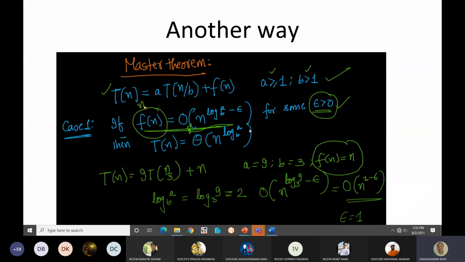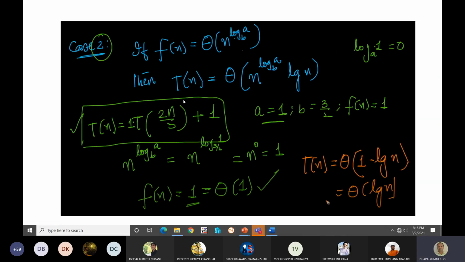So we can say the time complexity of this recurrence equation is theta of n raised to log a base b. Similarly, another example like this must be given here.